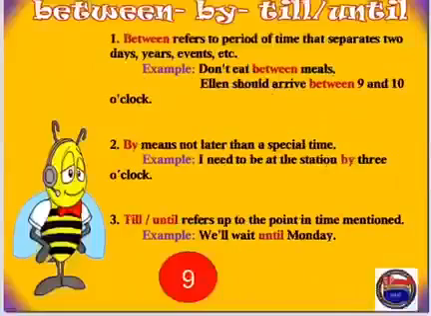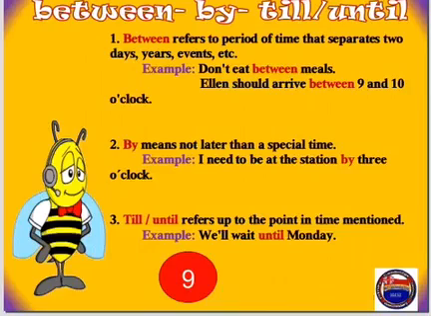Between, by, till, and until are also examples of prepositions of time. Let's start with between. It refers to a period of time that separates 2 days, years, events, etc. For instance, don't eat between meals. Ellen should arrive between 9 and 10 o'clock.